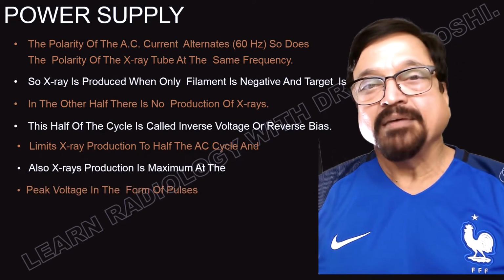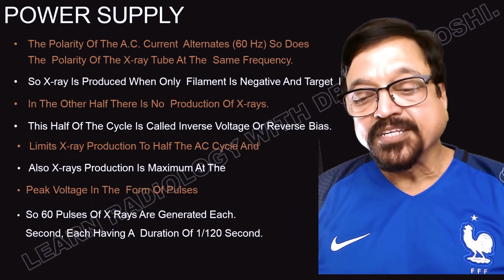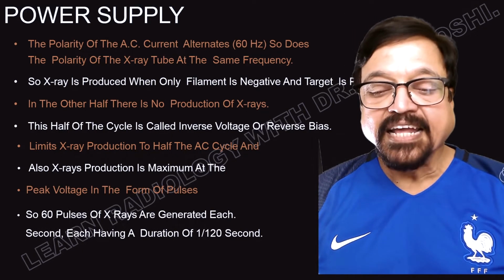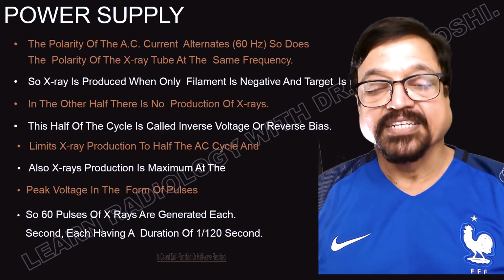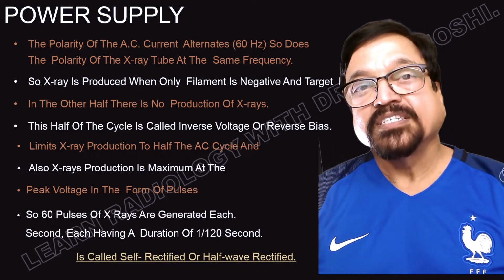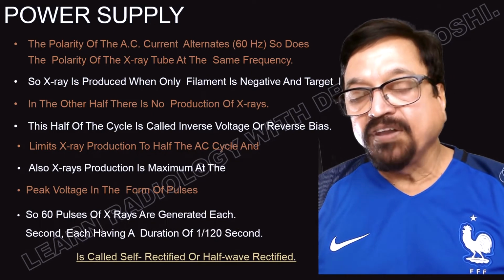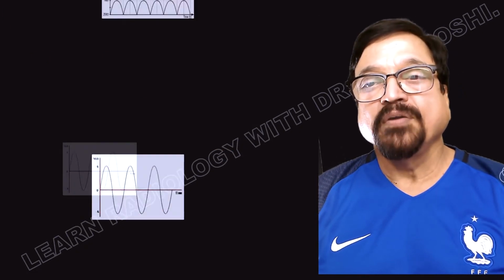Now this principle we are going to see in the different lectures. So 60 pulses of the X-rays are generated each second, and each is having a duration of 1/120 seconds. This is just to know the rectification, or self-rectification, also called half wave rectification. This is in a smaller unit, but a larger unit has got full wave rectification.